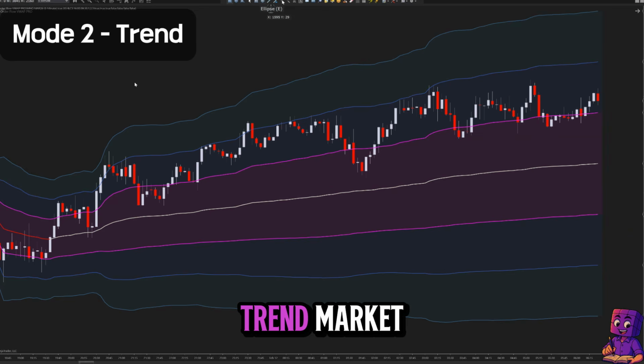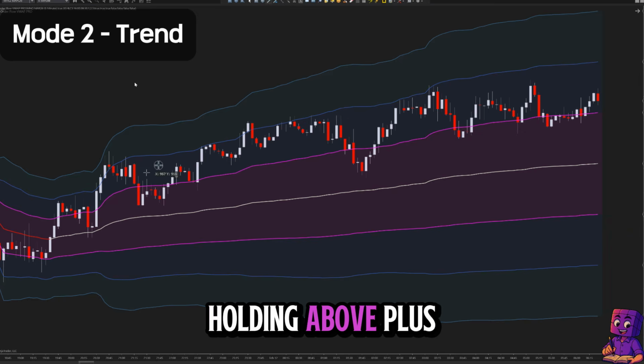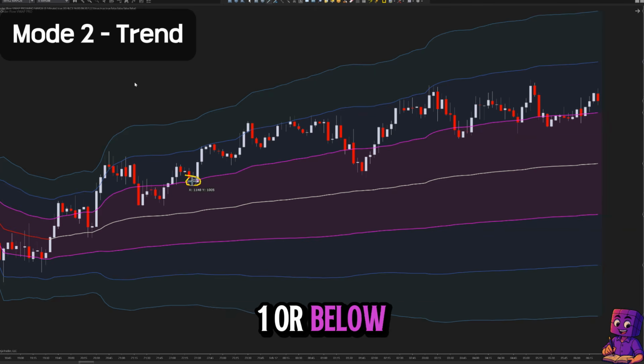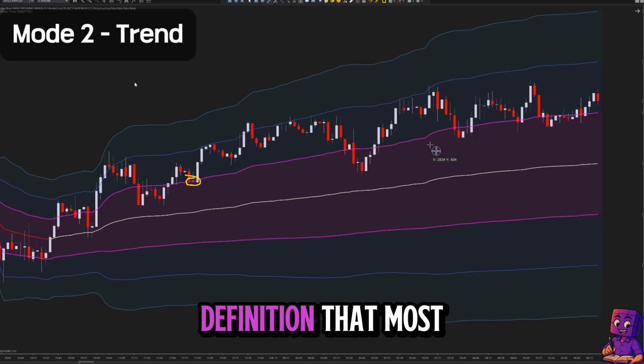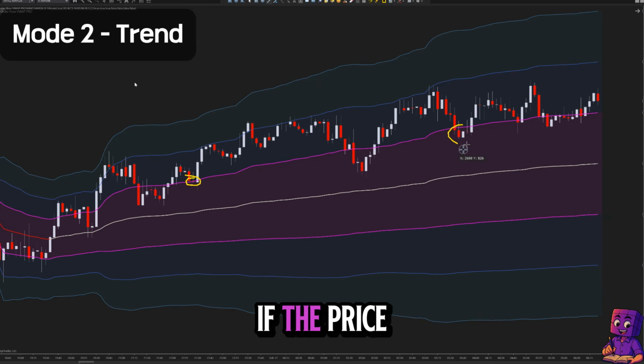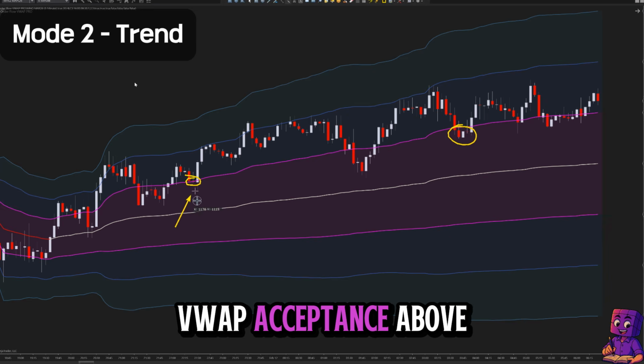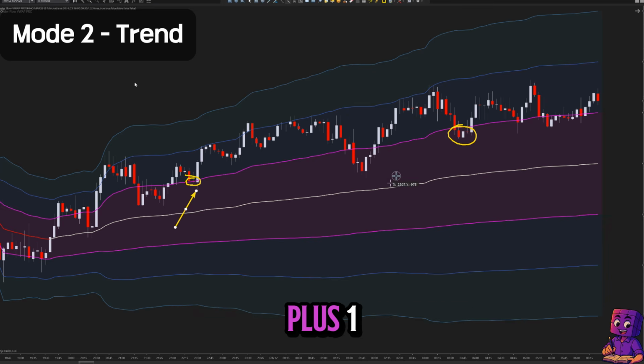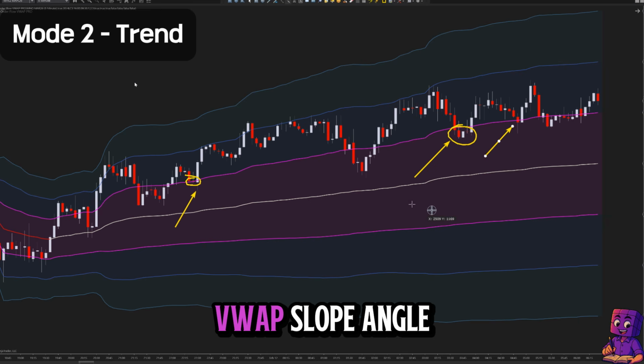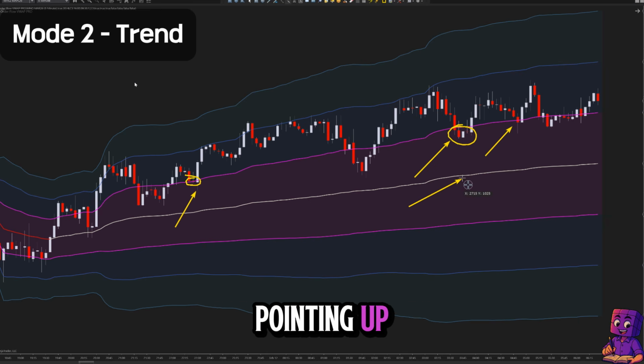Mode 2, trend market, holding above +1 or below -1. Now here is the clean trend definition that most strategies use. If the price is above +1 and it is holding the +1 band on the retest and the VWAP angle is up, then we have a nice trend up move. So you want to see price above VWAP acceptance, above +1, retest holding +1 as support, VWAP slope angle pointing up.